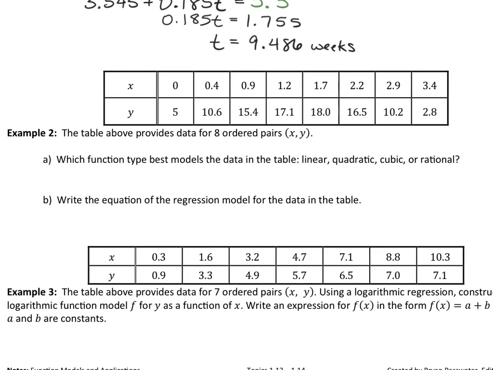Example 2 says the table provides data for 8 ordered pairs that are x, y. Which function type best models the data in the table? Linear, quadratic, cubic, or rational? There's many ways we could answer this question, but I want to see what you're thinking first. Look at the outputs from this table and tell me what's the pattern-ish. Doesn't have to be precise, but what's happening with those outputs?